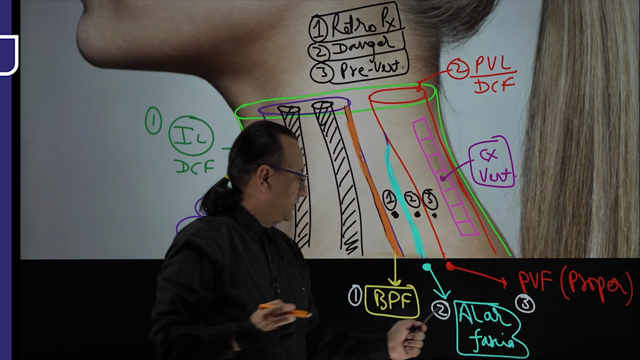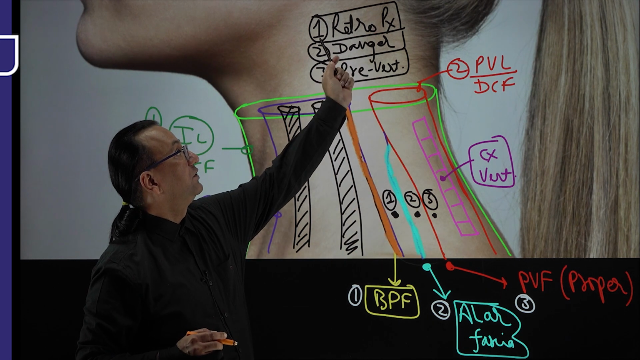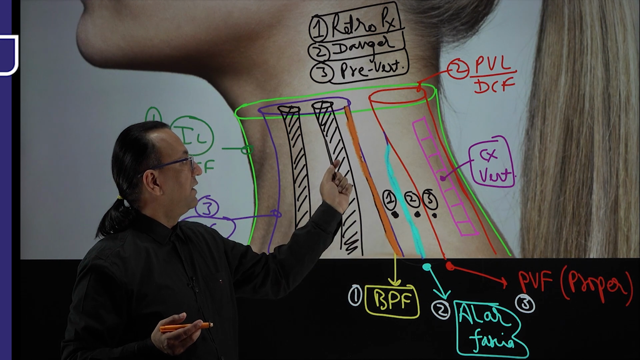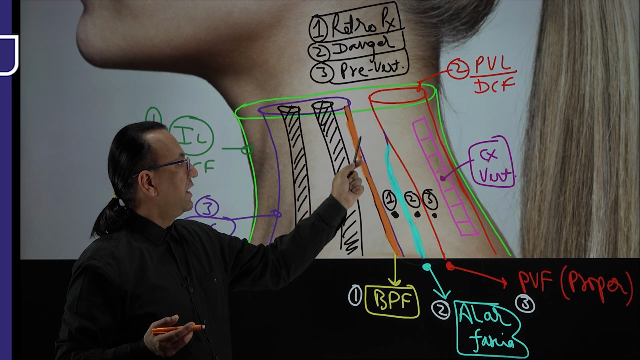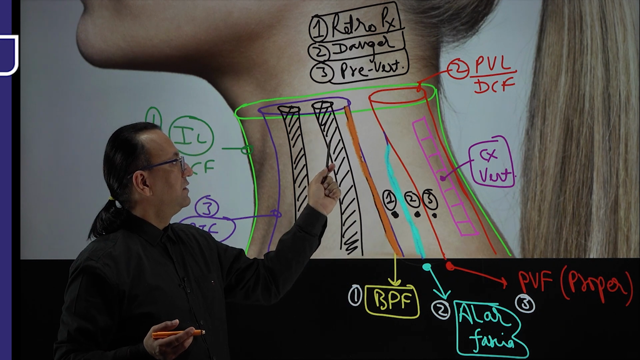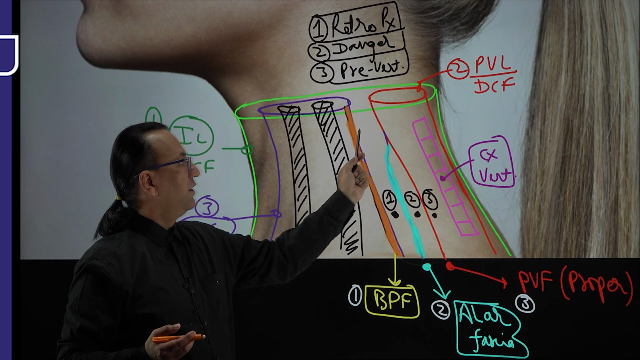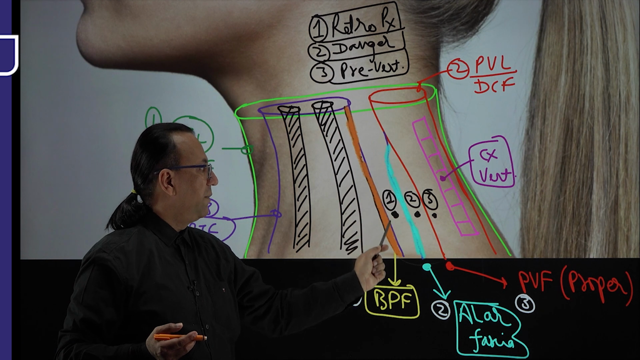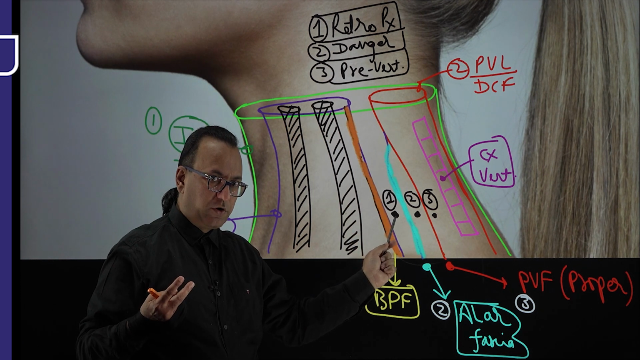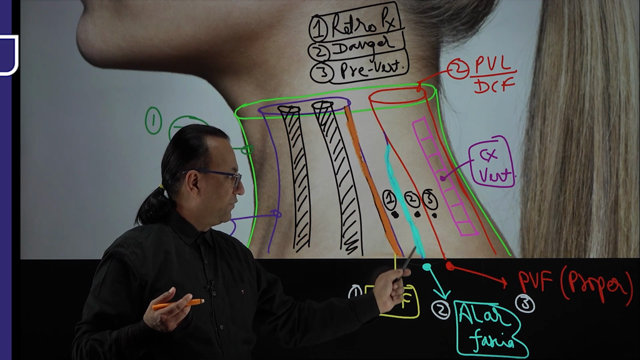And what are the 3 spaces? The 3 spaces are space number 1, which is retropharyngeal space. Retro means behind, so behind the pharynx. And this retropharyngeal space, if it is behind the pharynx, you will say retropharyngeal, but then it will continue down as retroesophageal space. Proximally it is pharynx, distally it is the esophagus. So if you continue down, it will become retroesophageal space. So space number 1, retropharyngeal space, is bounded by which fascia? It is bounded by the buccopharyngeal fascia anterior, alar fascia posterior.